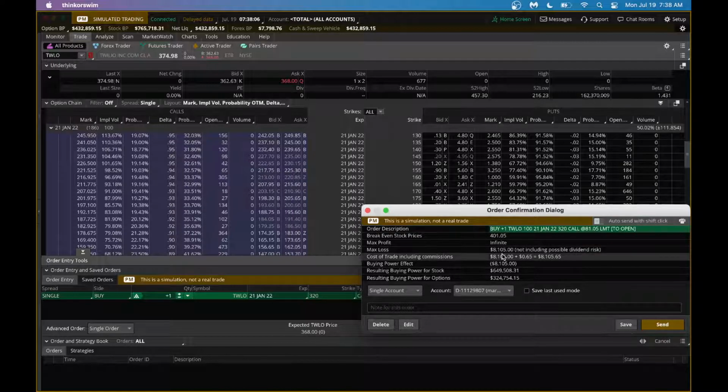And your profit potential is infinite, and your break-even point is higher than the current stock price. The stock has to move at least by $26 or so for you to break even. That's why this is a little bit of a speculative strategy, unless you know what you're doing and you have very good conviction and a good account size. You'd do a spread instead if you just want to be a little more conservative.